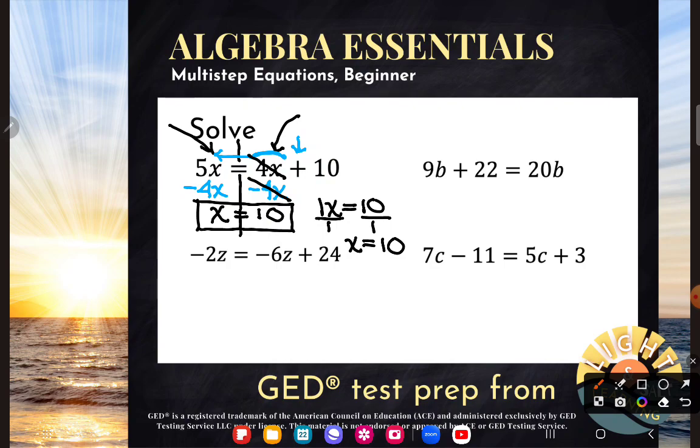Negative 2z equals negative 6z plus 24. Let me draw that little line through the equal sign again so we can see. Now, again, take a look.